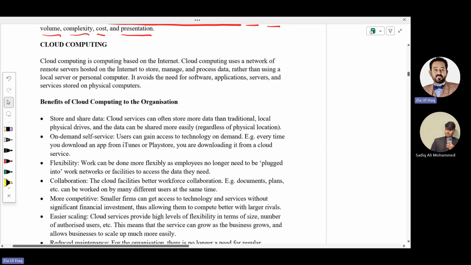Now there are some topics that have been newly included in this paper. Those were not there before. In the previous attempt, ACCA has included these topics. Cloud computing. Cloud computing means computing over the internet.